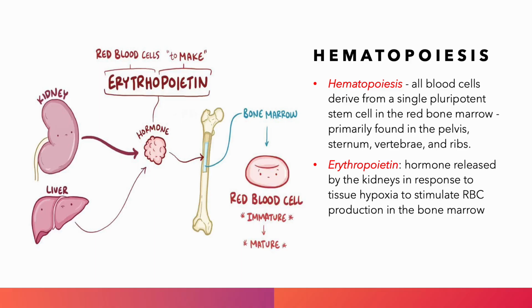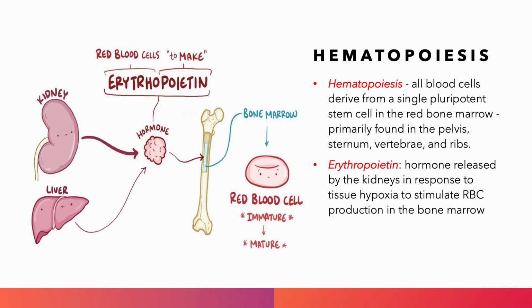Hematopoiesis is the process of blood cell production. All blood cells originate from the pluripotent stem cell in the red bone marrow. In adults, red bone marrow is located in the pelvis, sternum, ribs, and vertebrae. An important hormone involved in RBC production is erythropoietin, which is released by the kidneys in response to hypoxia. This stimulates the bone marrow to increase red blood cell production.